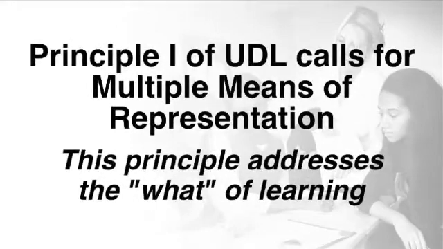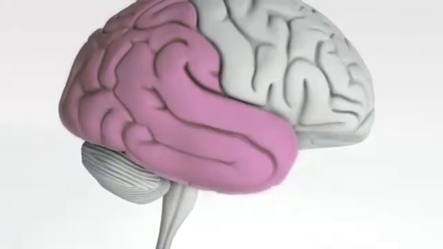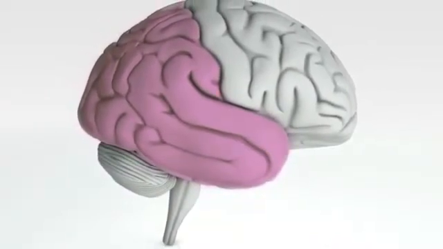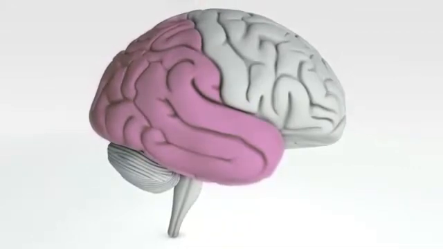Principle 1 of UDL calls for multiple means of representation. This principle addresses the what of learning. This region of the brain is responsible for how we gather and categorize information based on visual, auditory, and tactile input. Appealing to the recognition networks of the brain requires that information and content be presented using a variety of methods. There are three guidelines associated with Principle 1, providing multiple means of representation.